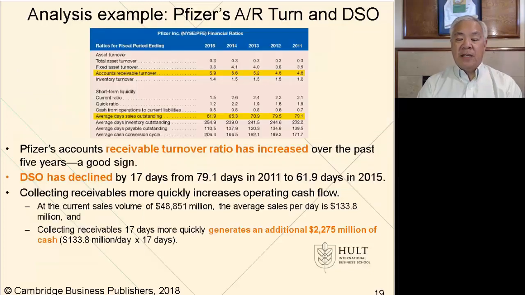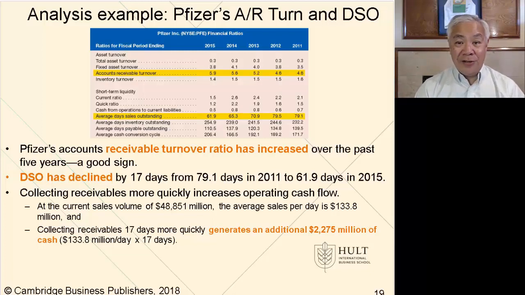An example of Pfizer, a pharmaceutical company, and what's highlighted here are some trends from the years 2011 to 2015. Look at the AR turnover, and it goes from 4.6 in 2011 to 5.9. So again, the faster it turns, the better. So that's a good improvement. The other one that's highlighted below is one that I find much more easily interpreted, and this is day sales outstanding, and it goes from 79 to 61.